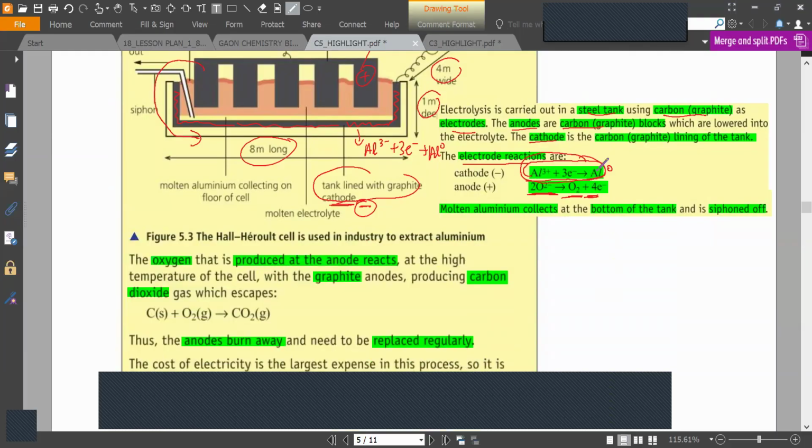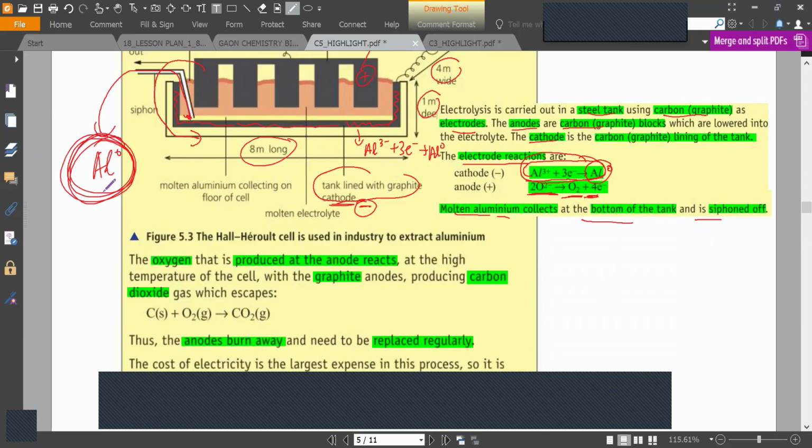Now once we have this aluminum formed, the molten aluminum will collect at the bottom of the tank, and then we will take it out. So now we collect the aluminum. This is what we want. This is the key point there.